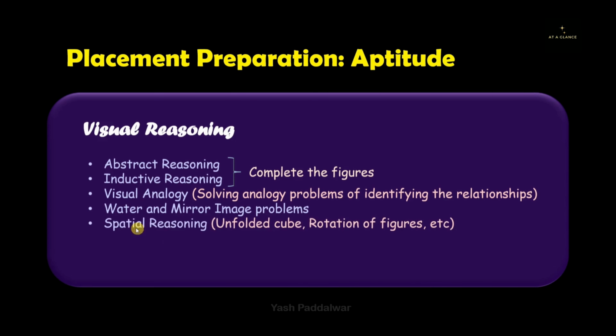The next topic is a little tough. It is spatial reasoning. It includes certain problems like an unfolded cube will be given to you, and you will be asked that after folding it to a proper shape or cube, how that particular cube will look. As well as questions like rotations of figures will be asked to you. If a particular figure is rotated at a particular angle, then what will be the orientation of it and how it will look. Certain questions will be asked.